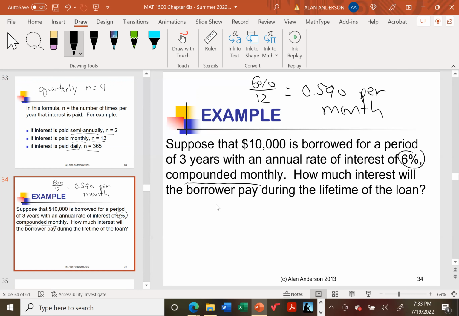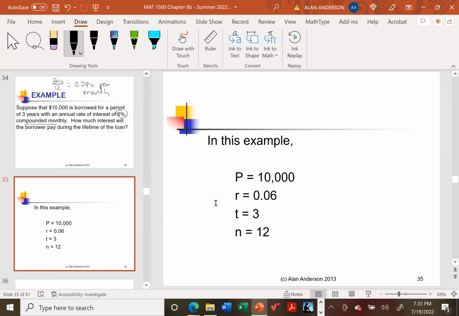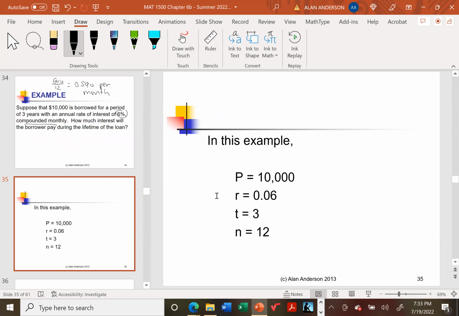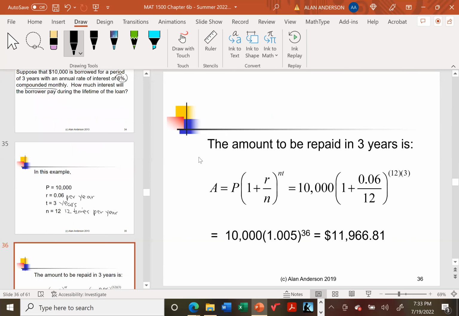after 3 years. So the principal is 10,000. The rate is 6% per year. That's important. This is 3 years. And then this is 12 times per year that the interest is compounded or calculated. So we're going to plug those in.